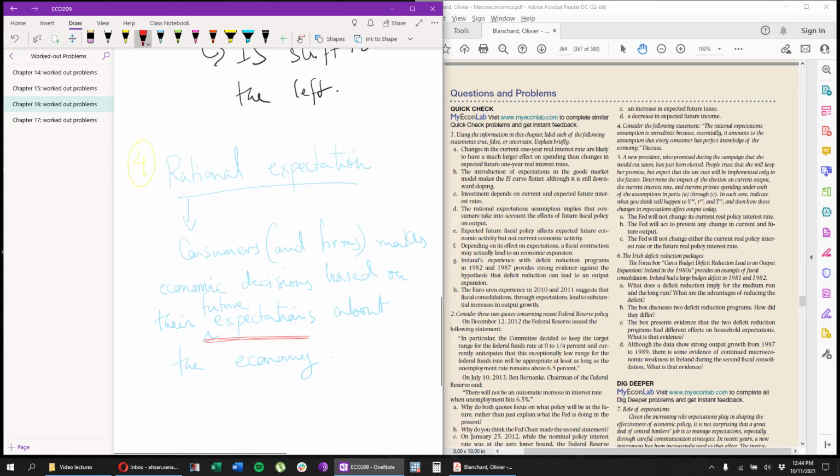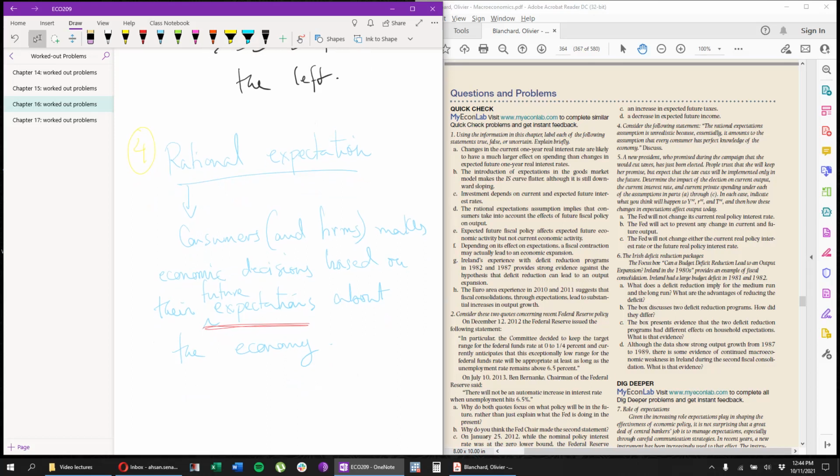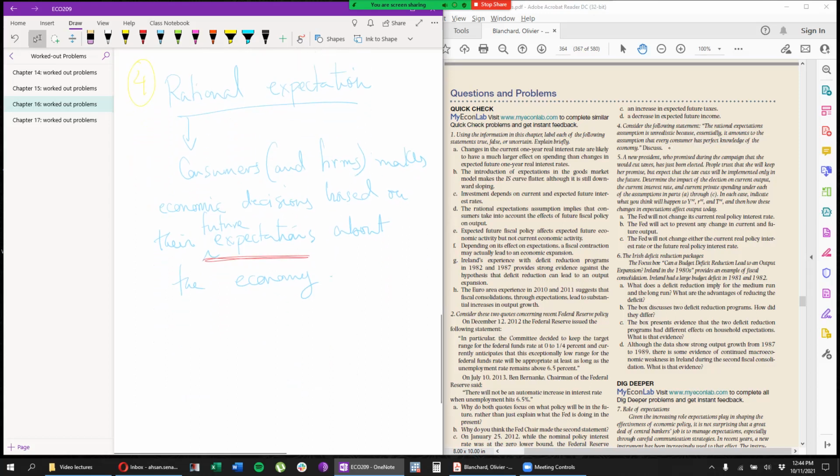Okay. Now the question in number 4, let's read the statement. It says that the rational expectation assumption is unrealistic because essentially it amounts to the assumption that every consumer has perfect knowledge of the economy. We have to discuss this. So the statement is telling us that it's unrealistic for us to expect people to know everything about what will happen in the future in the economy. And so this hypothesis of rational expectation is incorrect. So I disagree with this statement.